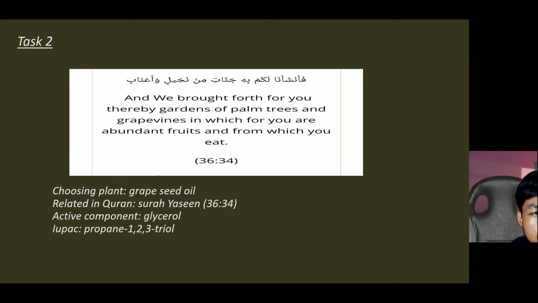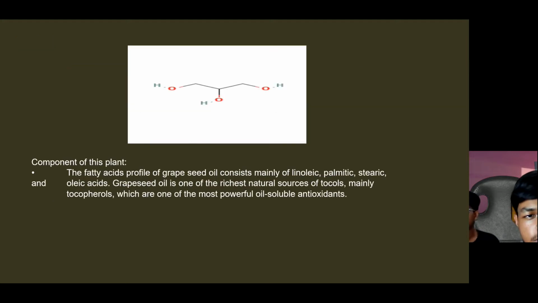And then the plant that we choose is grapeseed oil, which is related in the Quran at Surah Yasin, 36:34. The active component for this plant is glycerol. The IUPAC name for the component is propane-1,2,3-triol. So we can see that this is the component of this plant.